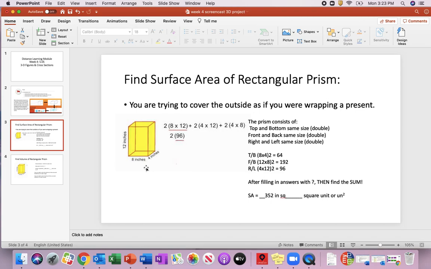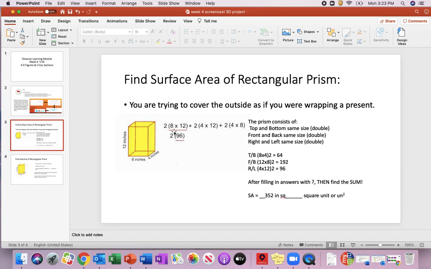When you think of surface area, you are trying to cover the outside of this object. So think of this as wrapping a present, and you need the gift wrap to cover everything that would show on the box. All the faces, all the sides need to be completely covered. Now, you can see that these are all labeled in inches, and you should tell me what units are on your rectangular prism, whether it's inches, yards, feet, whatever it is. We need the measurement when you are answering question 1.